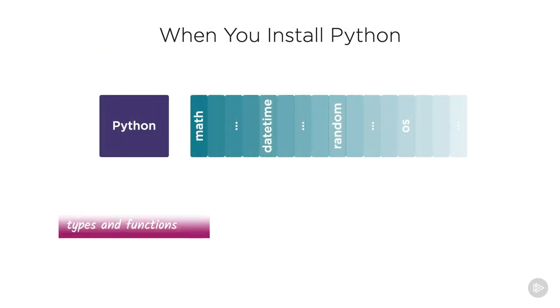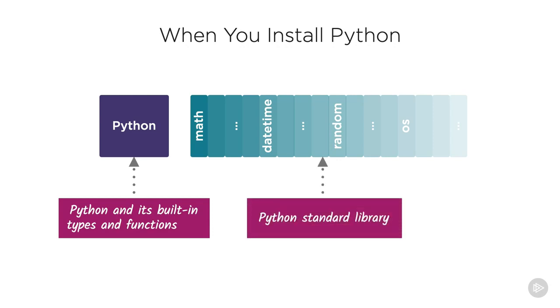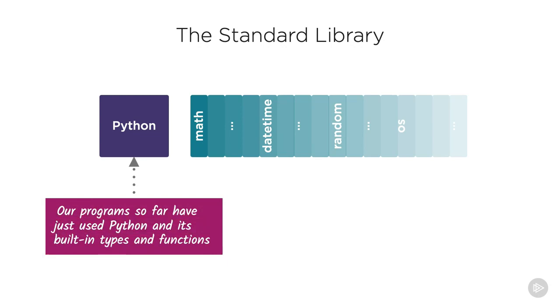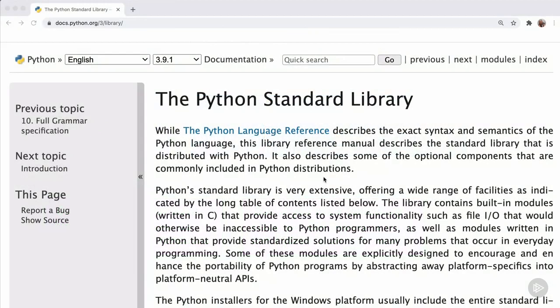When you install Python on your computer, you get the Python interpreter and its built-in types and functions. You also get the Python Standard Library on your computer as well. Our programs so far have just used Python and its built-in types and functions. But if you need something extra, you can import it from the Python Standard Library.